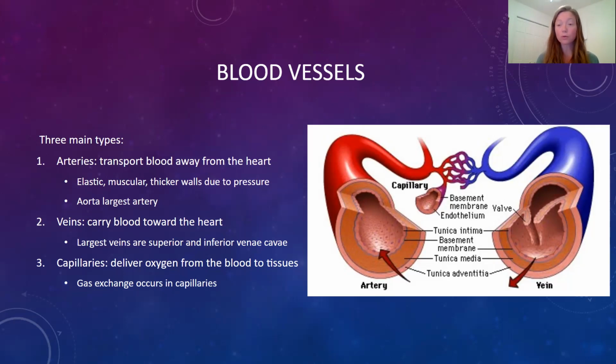So let's talk about the arteries first. Their walls are elastic and muscular, and as you can see in this image, much thicker than the walls of the veins. And that's because they have to be able to withstand that pressure from the blood as it's being pumped out of the heart. So when that left ventricle pumps and pushes it out to the aorta and then into the rest of the arteries, it's under a lot of pressure. So these arteries have to withstand a lot of pressure.